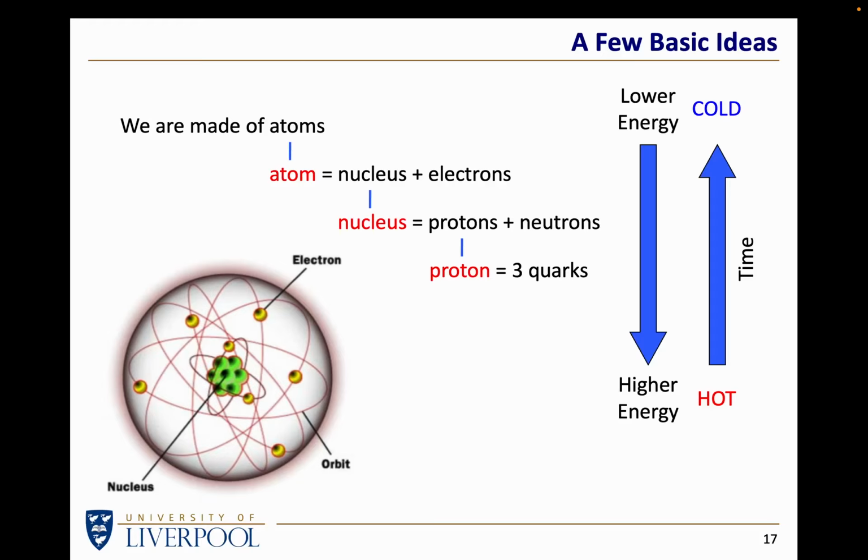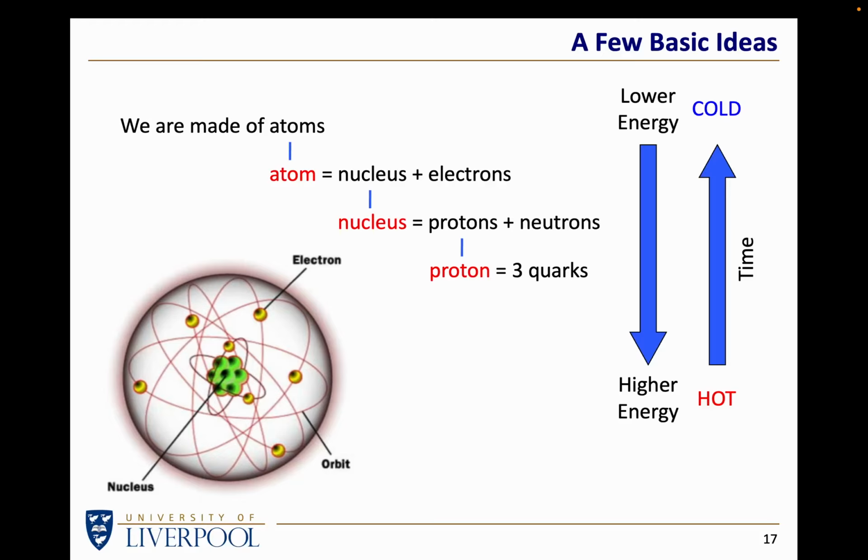In other words, the universe was built from the bottom up. It was built by taking quarks to make protons, and then taking protons and neutrons to make nuclei, and then take nuclei to make atoms, then take atoms to make molecules, and then use those molecules to make us.